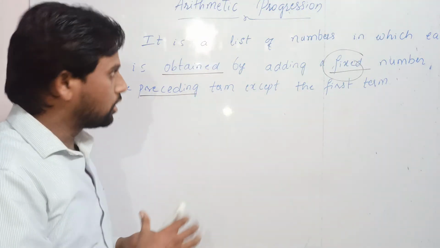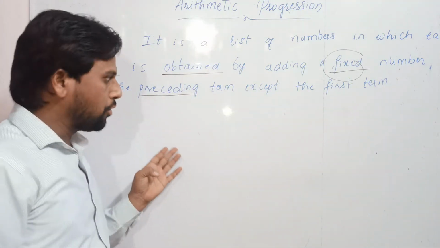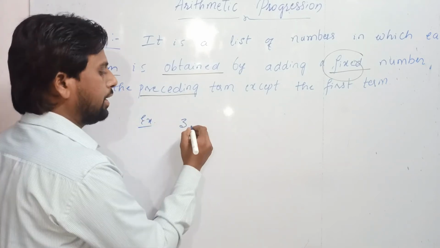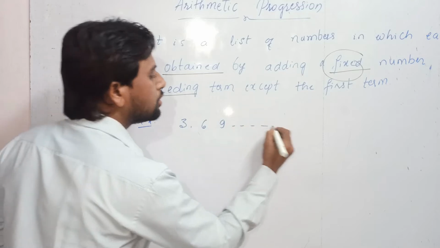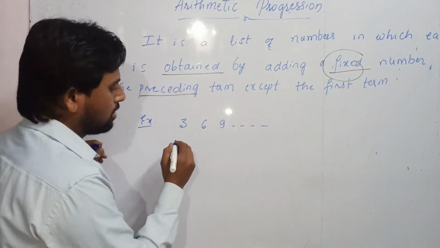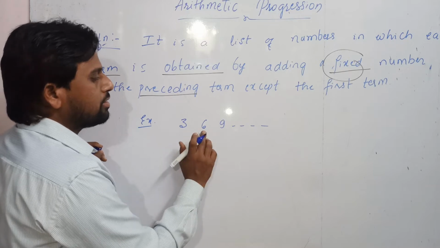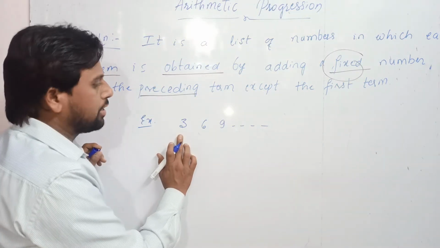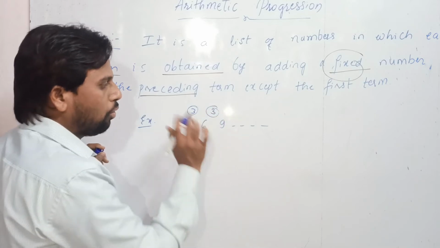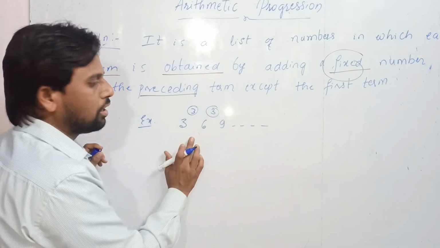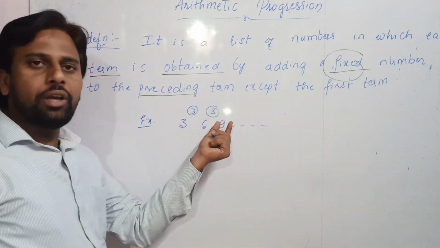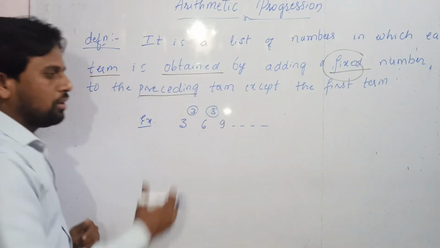Students, I think you have got the definition of arithmetic progression as I have given two examples. Let us take one more example here: 3, 6, 9, and so on. Here you can get the common difference. 6 minus 3 is how much, student? Here 3. 9 minus 6 is how much, students? Here 3. So as we can see, the common difference between each term is 3. It means the fixed number is 3 here. Like this you can find many such APs.